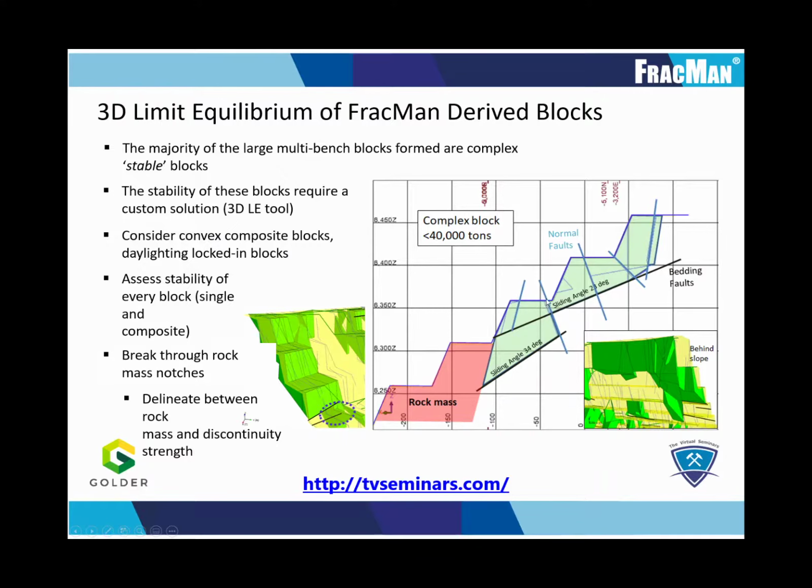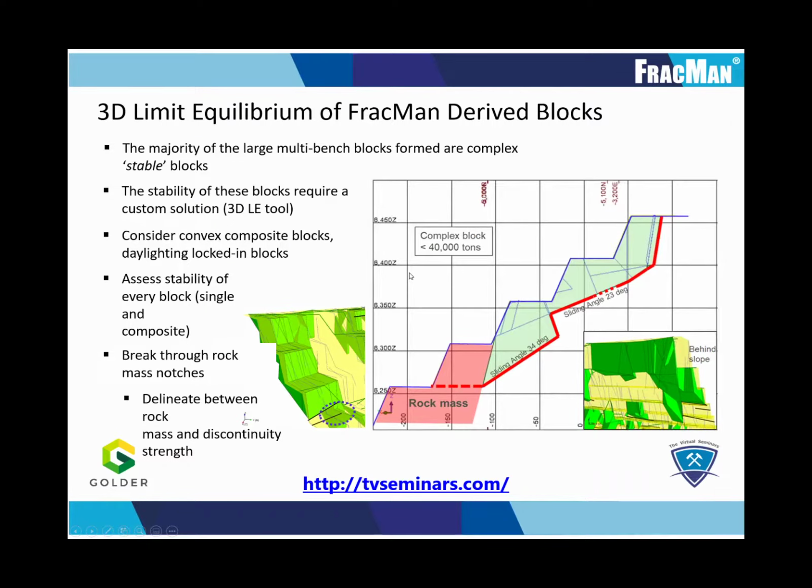Evaluating the stability of these blocks requires a custom solution, as there are many different ways that this rock mass volume can fail, including both kinematic and rock mass components. The first failure surface that we can evaluate is this one shown in red, running along the back and daylighting out through the rock mass buttress at the toe. Alternatively, it could slide along this upper slip surface.